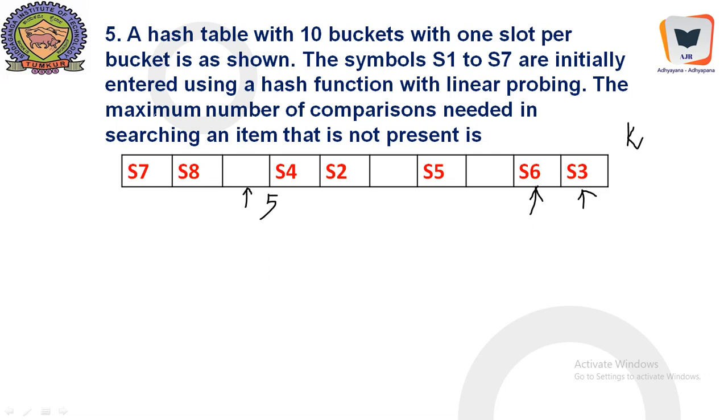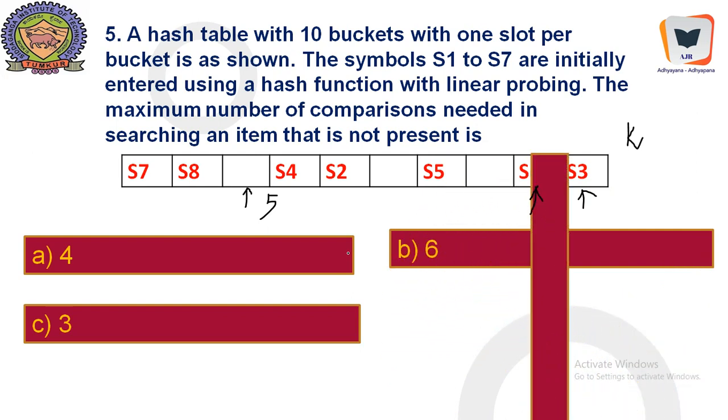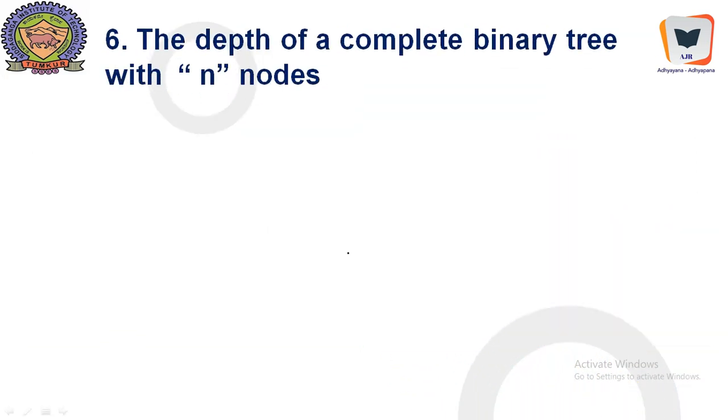Because we are searching for a key which is not present, it would consume the maximum number of comparisons, which is 5. Therefore, 5 is the correct answer. We'll go for the next question.